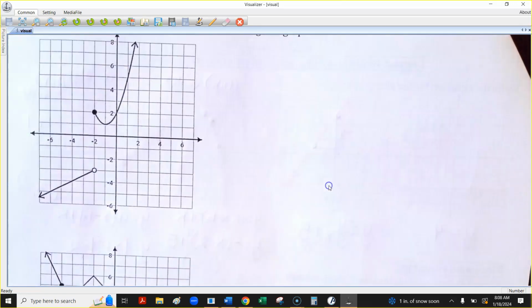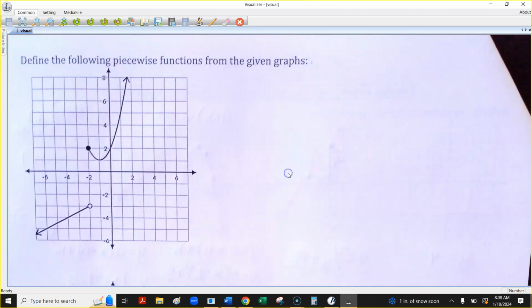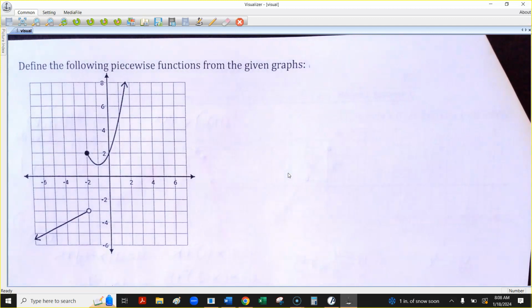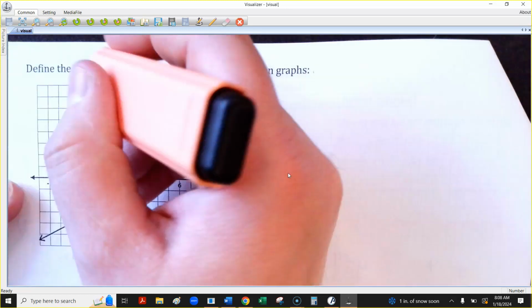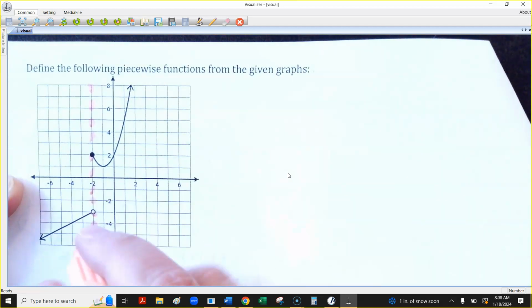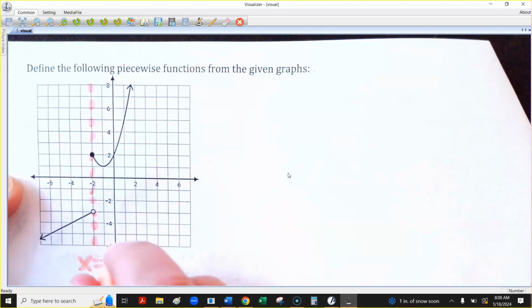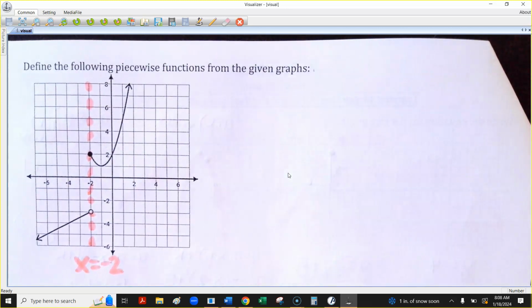Now, this one only has 2 pieces, but one of the pieces is quadratic. So we're just going to write it in vertex form. You don't have to write it in standard form or anything like that. So the first piece is going to be just a line here. There's only 2 parts to this, 2 pieces, and it switches over when x equals -2. So when we write this, we'll just have 2 pieces.